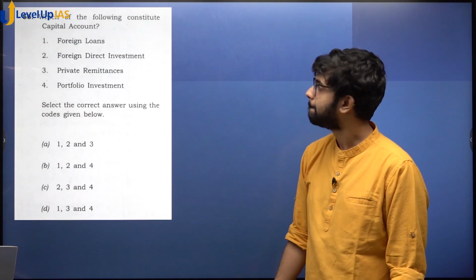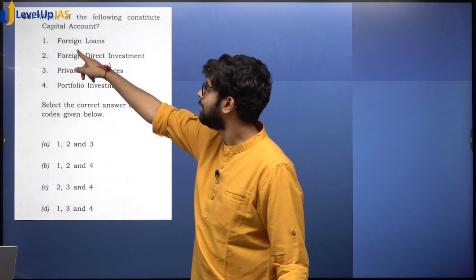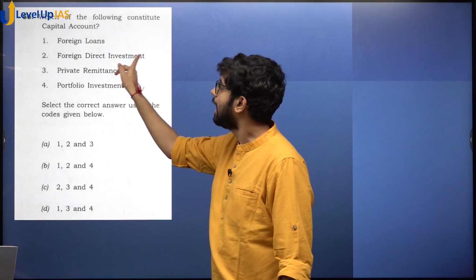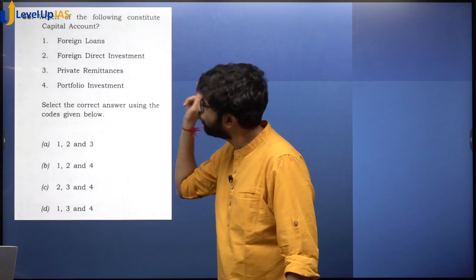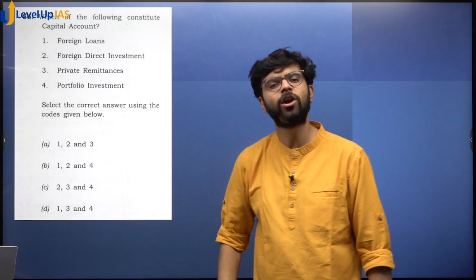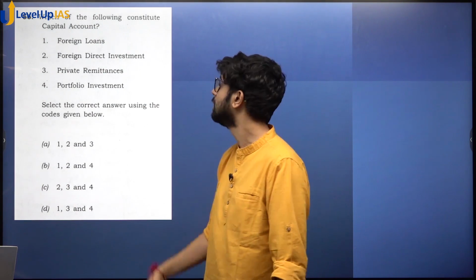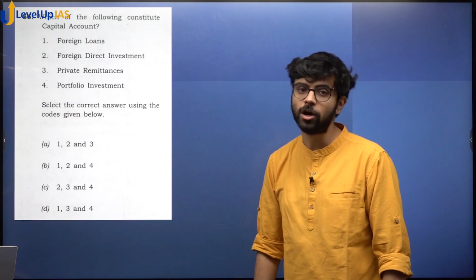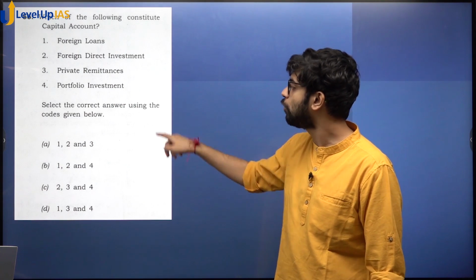Remember? So loan is capital in nature. Direct investment is capital in nature. Portfolio investment is also capital in nature. Short term, long term, but it is capital in nature. But remittances fall under current account. So the answer is 1, 2, 4, B.